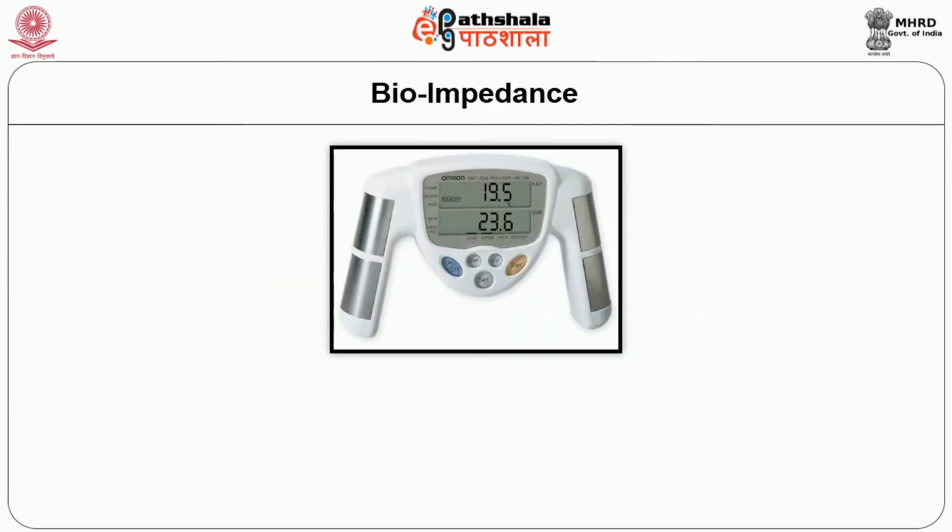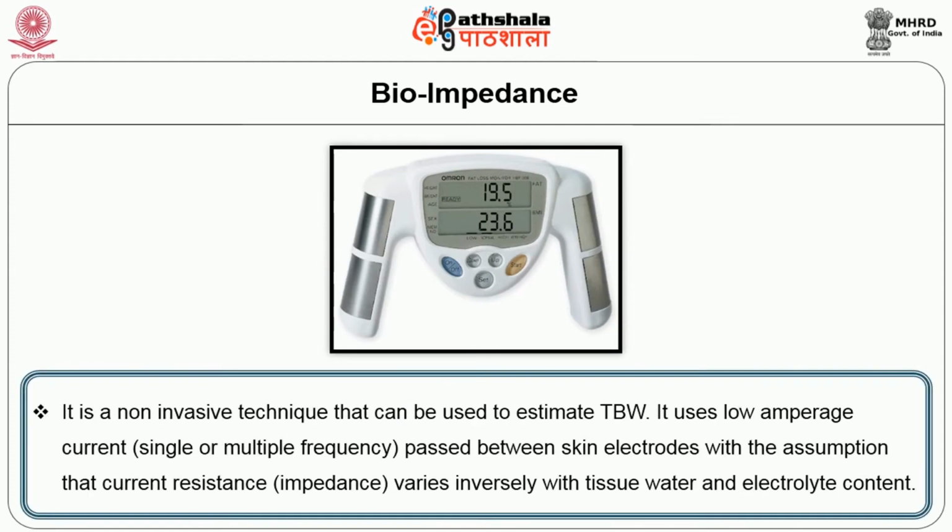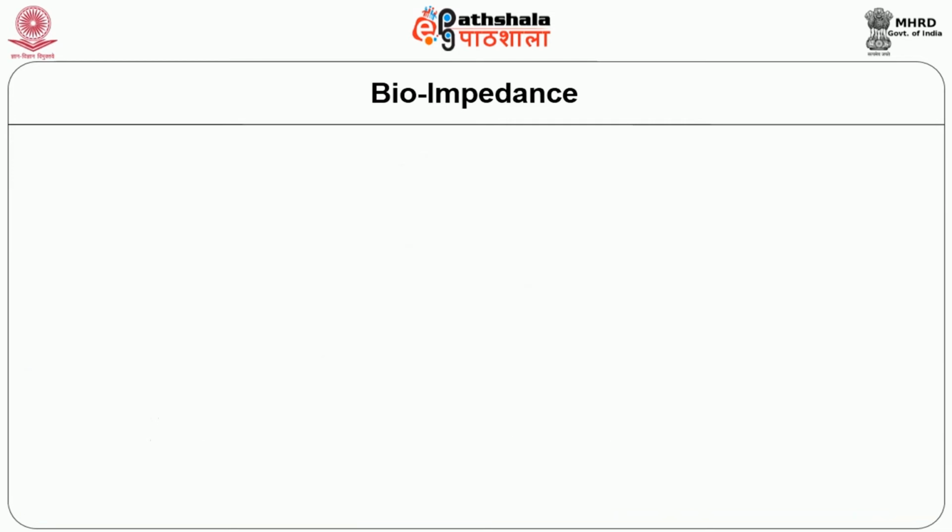Next one which we are using is the Bio-Impedance method. Bioelectrical impedance analysis, or the BIA, is a non-invasive technique that can be used to estimate the total body water. It uses low amperage current, either single or multiple frequency, passed between skin electrodes with the assumption that current resistance, or the impedance, varies inversely with tissue water and electrolyte content.